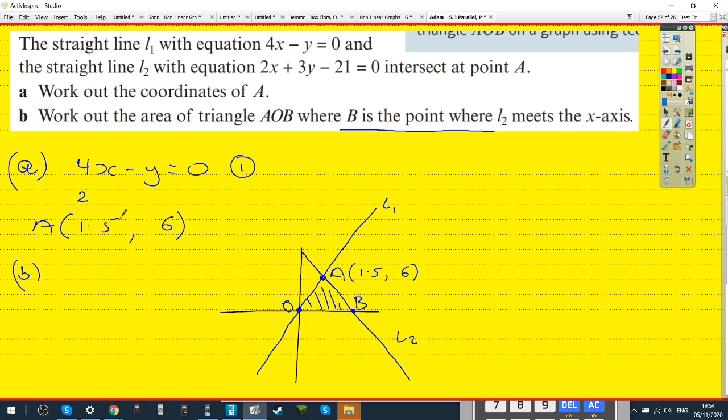How do we go about that? So we know the height is 6. We just need to find the base. So is the base 3? That's if it's isosceles. Might not be. Oh yeah, that is true. It's where L2 crosses the x-axis.